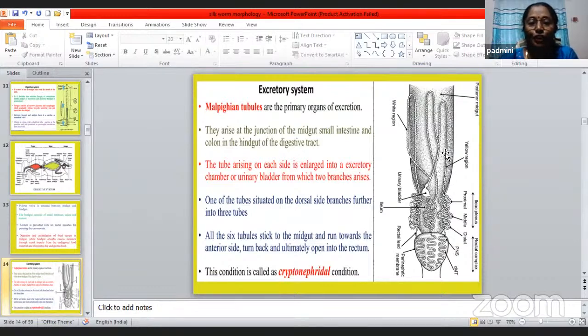And all the 6 tubes. So what is a 6 tube? We were talking about 3 tubes. Then from where did the 6 tubules come? If you count over there, each tubule has 2 branches: 1, 2, 3, 4, 5, 6. So these are the 6 tubules.